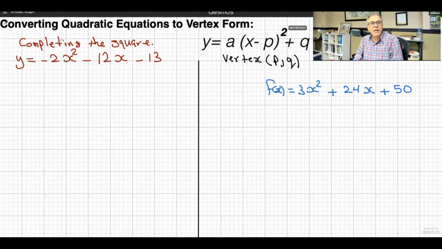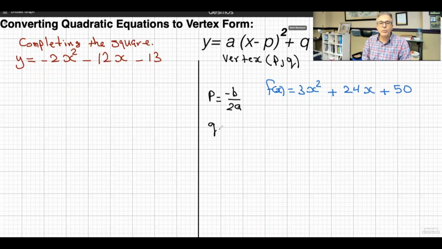So the method that you've been learning is completing the square, and some teachers will teach you a different method. This method that we're going to do with the blue equation here is a bit easier than completing the square. So I'm going to start this first, okay? What we're trying to find is p first. So we're trying to find this value right here, and p equals negative b over 2a.